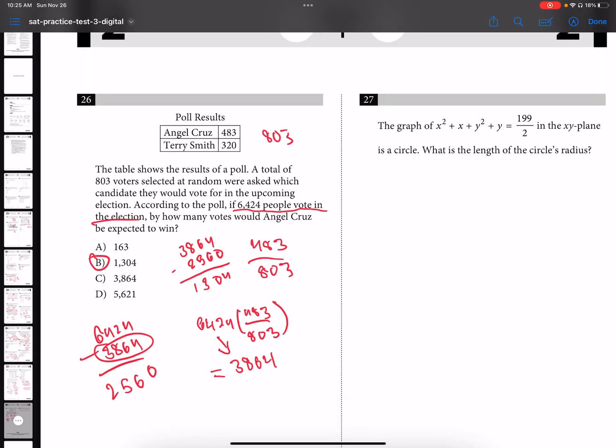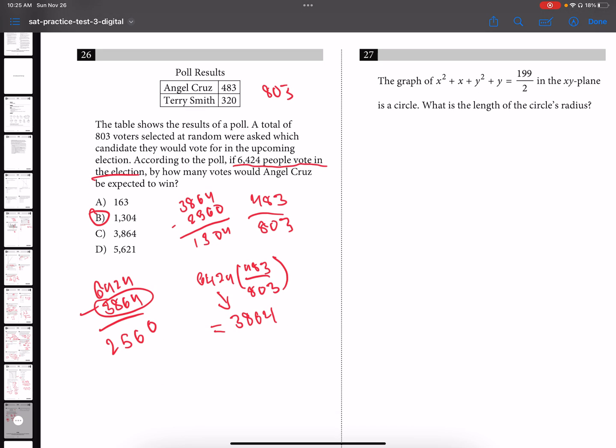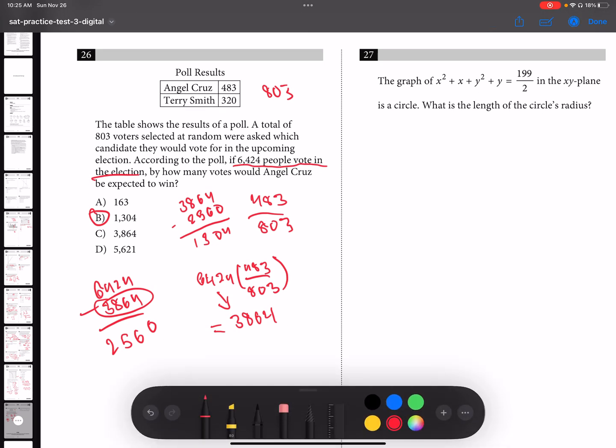Okay, 27. The graph of x squared plus x minus x. What is the length of the circle's radius? For 27, we're going to use x minus h squared plus y minus k squared equal to r squared. In terms of x, we take half of the coefficient of x, and so on. So here, x squared plus x plus y squared plus y is equal to 199 over 2. Let's say r squared is equal to that.